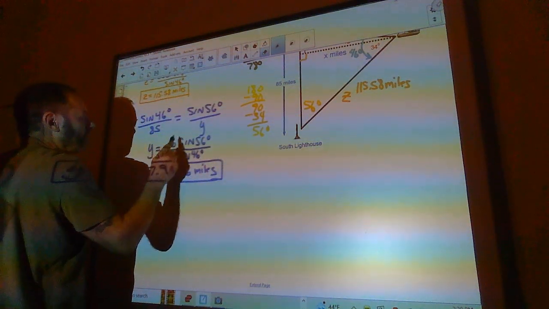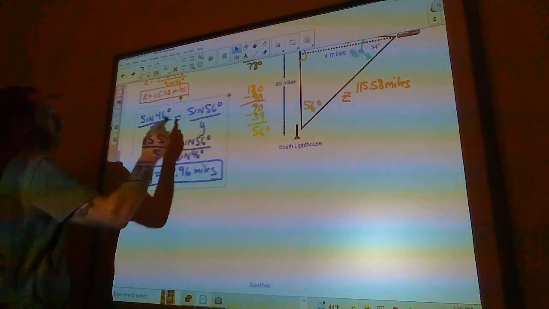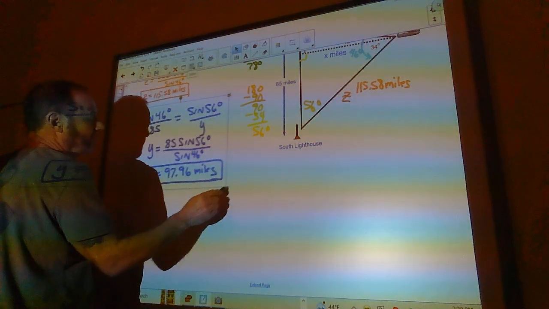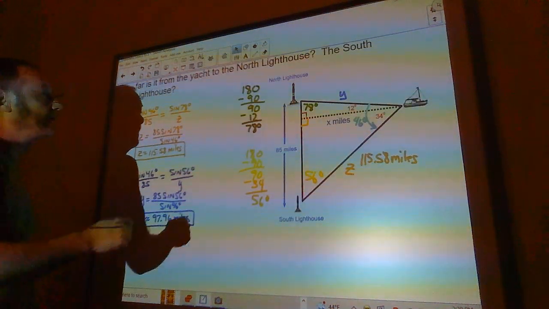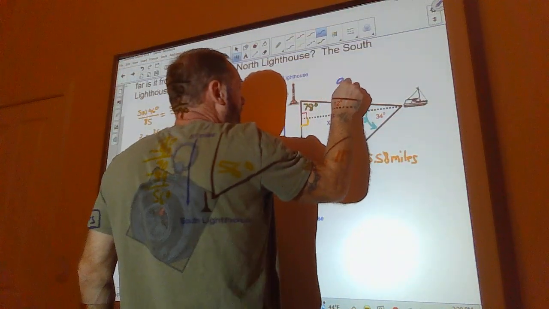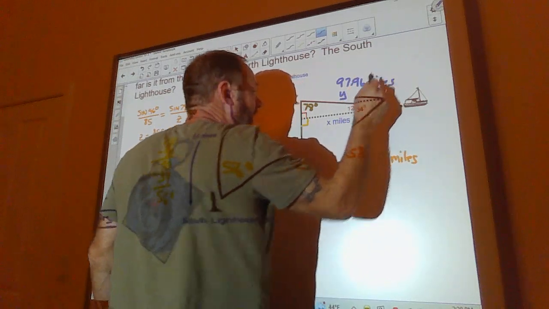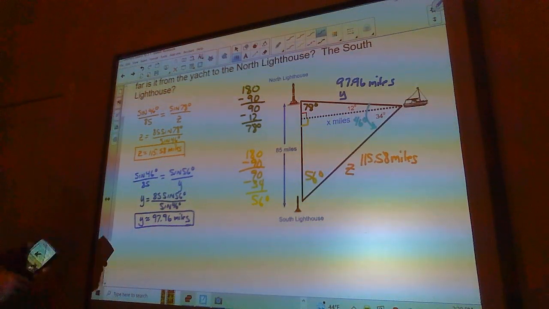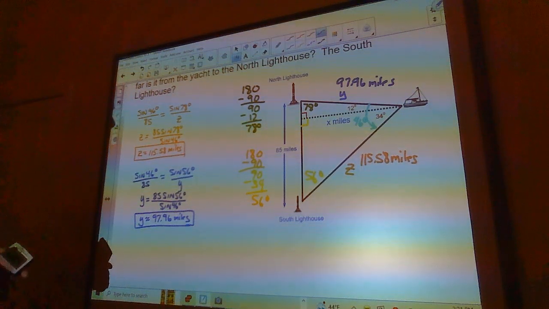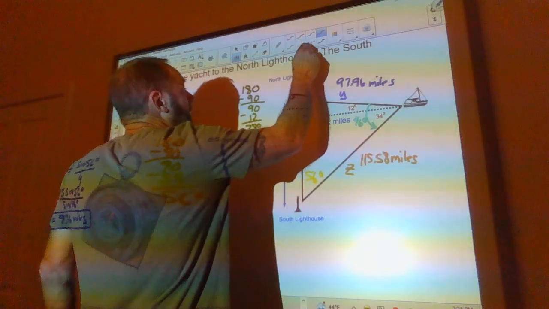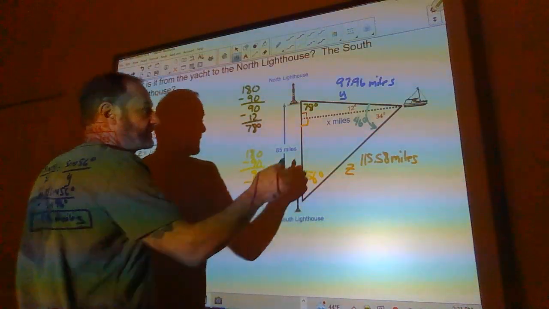Let's fix this 8. There we go. Okay, so go back to our picture here. 97.96 miles. All righty. Now I got to find the distance to the coast. Okay, so here's the way I'm going to find it.